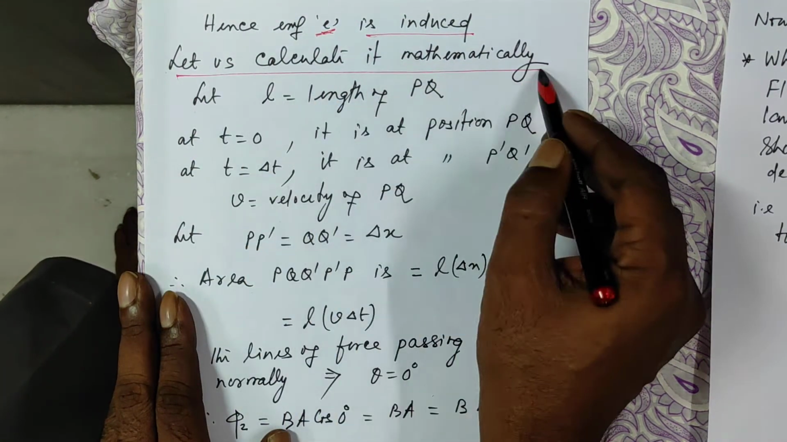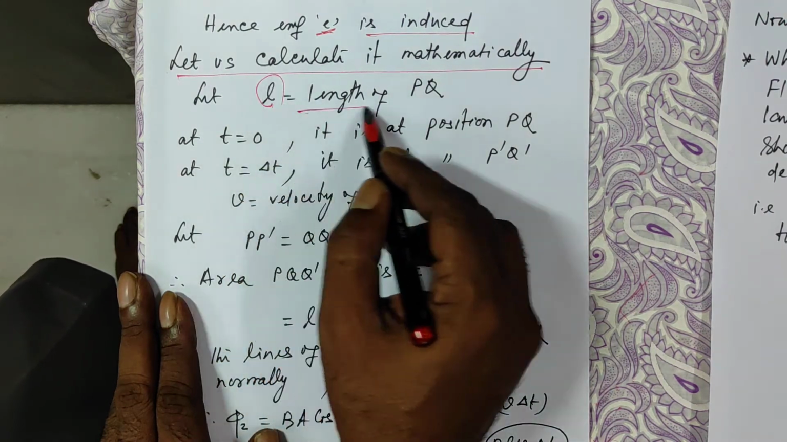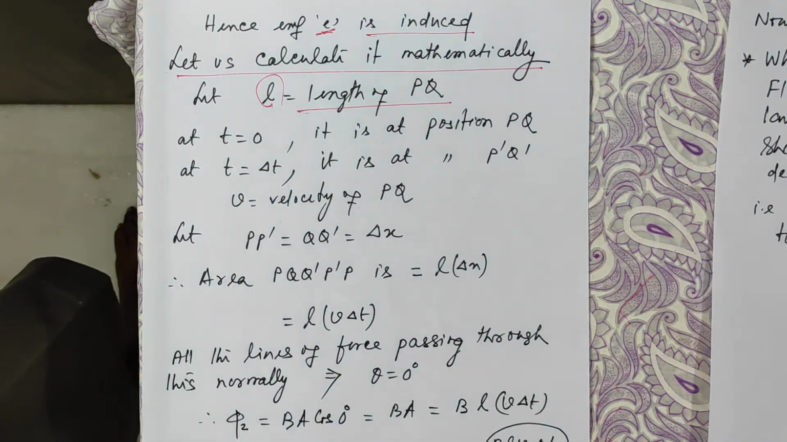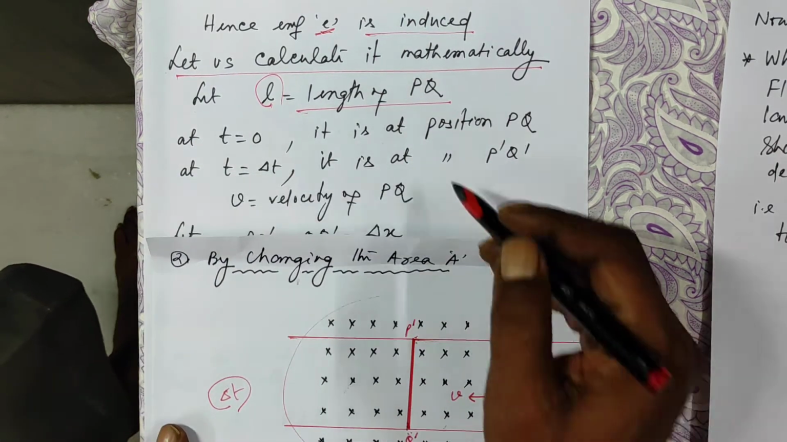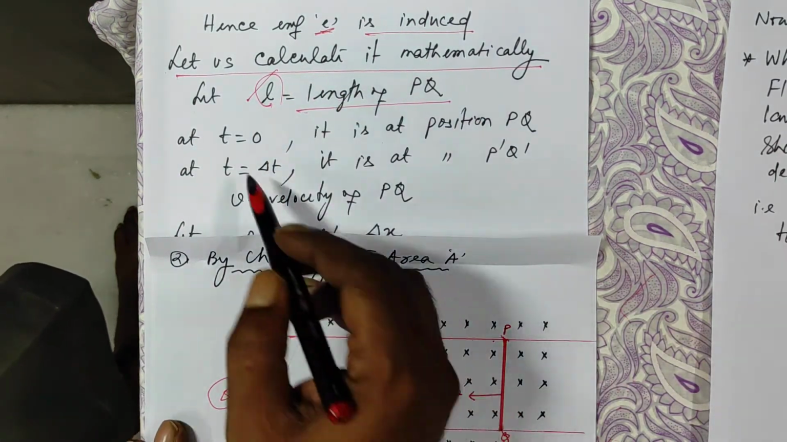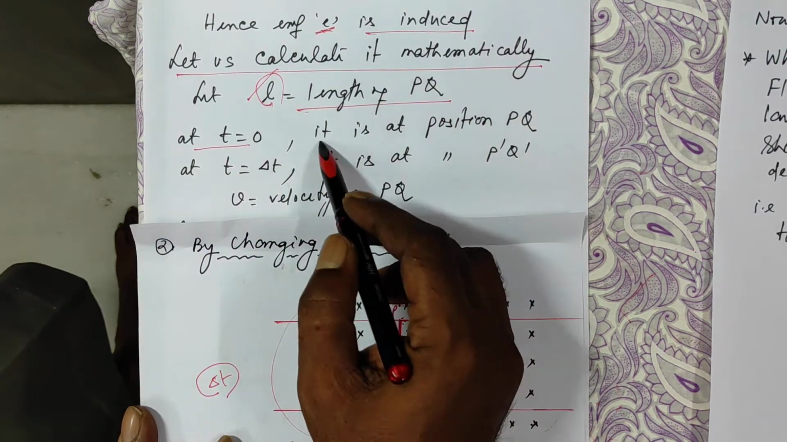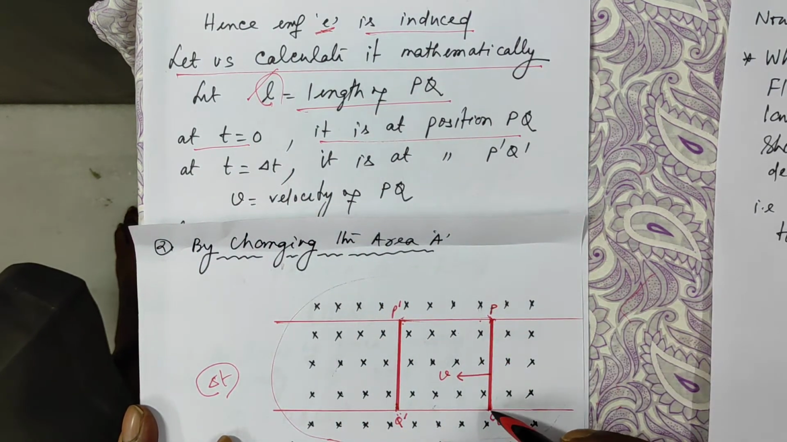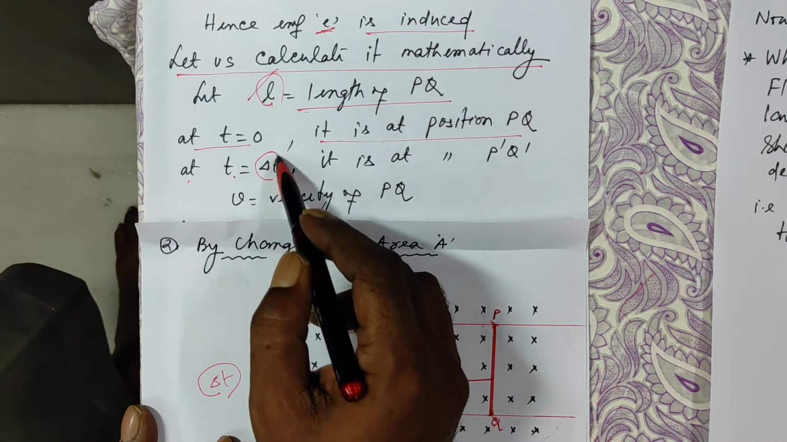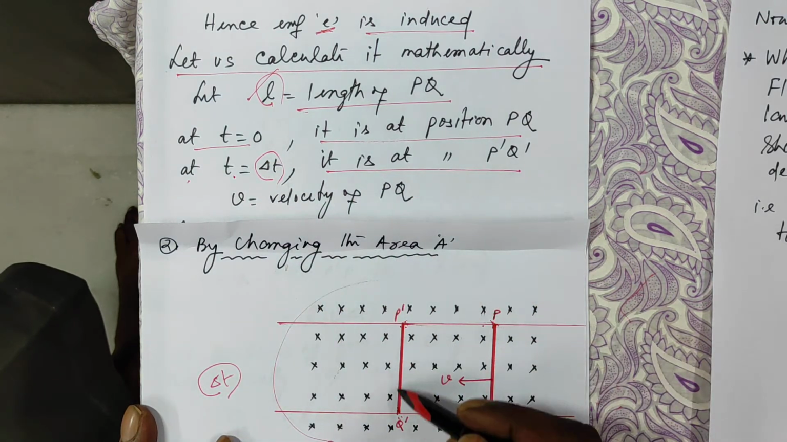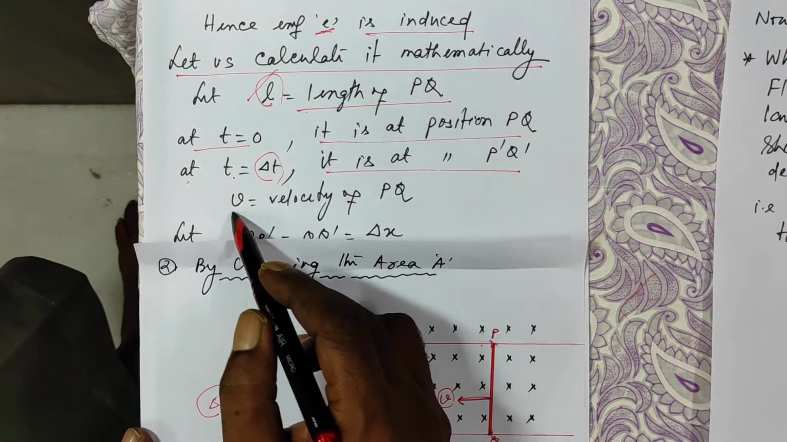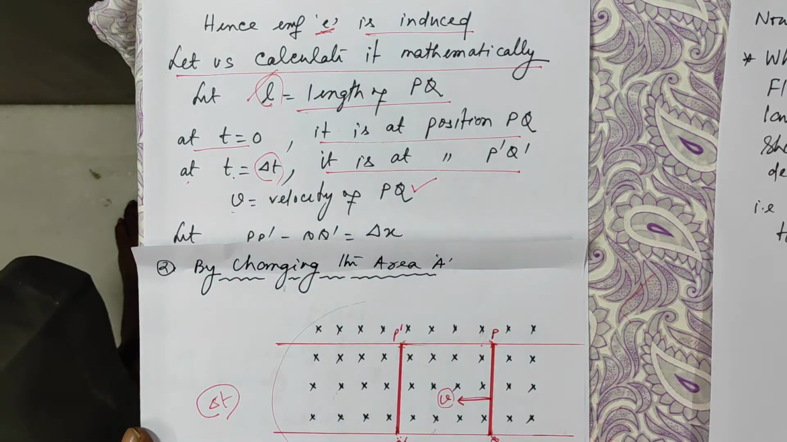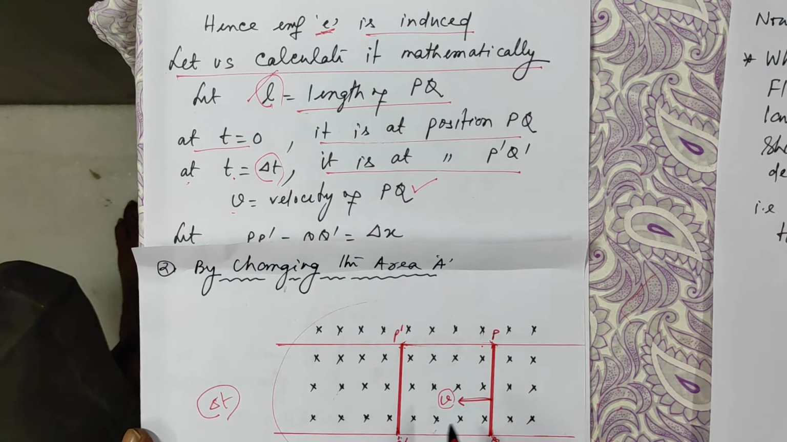Now, let us calculate it mathematically. Let L be the length of PQ, from here to here, the length of this conductor. At t equal to 0, it is at position PQ. At t equal to delta t, it is at position P dash Q dash. And v is the velocity of PQ. So this distance, P dash Q dash, will be velocity into time.